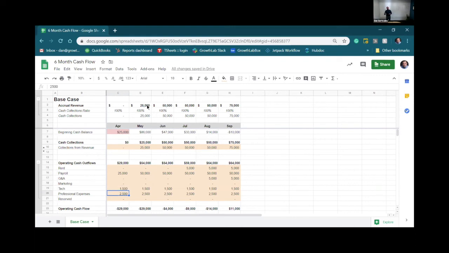Technology, I would cut it down to 0. Let's just start with a nice clean baseline here. Professional expenses, you're probably down to 0. So we are down to nothing.